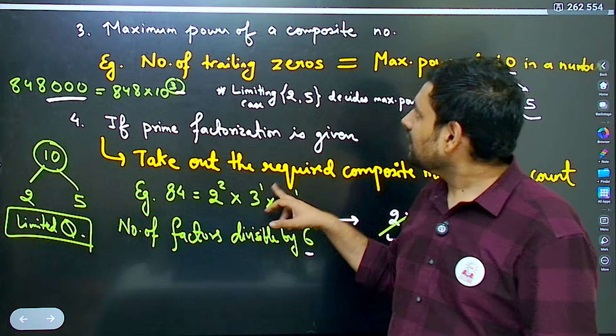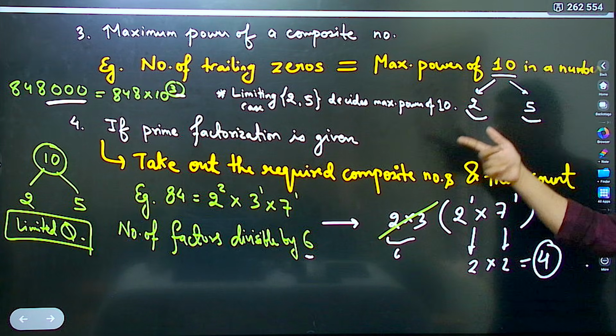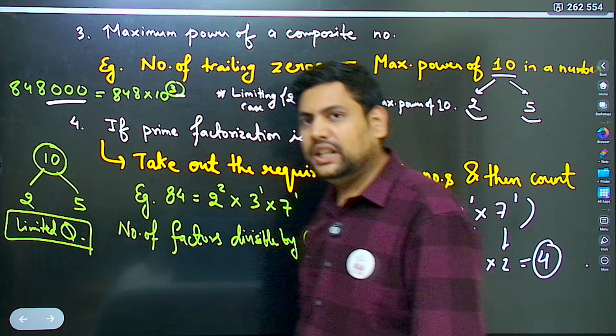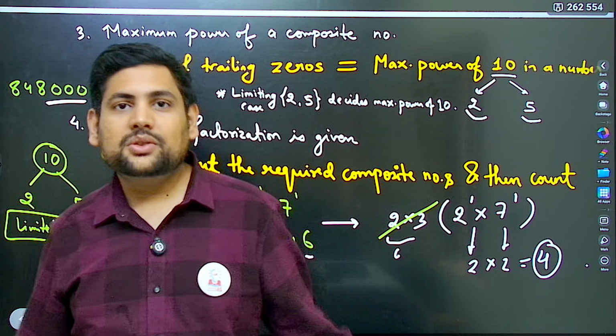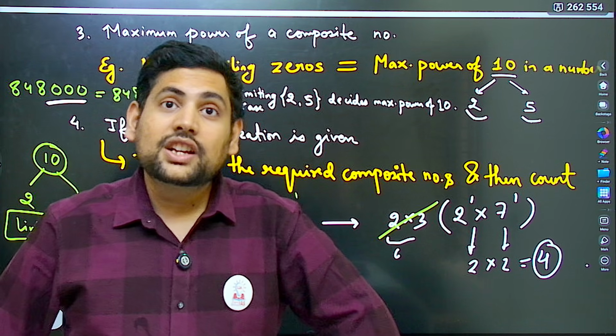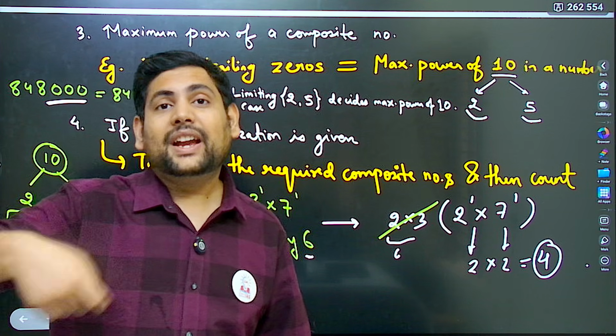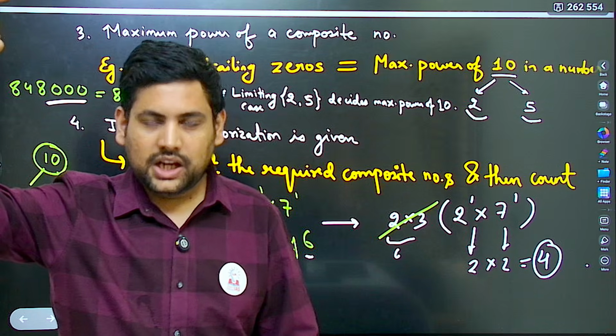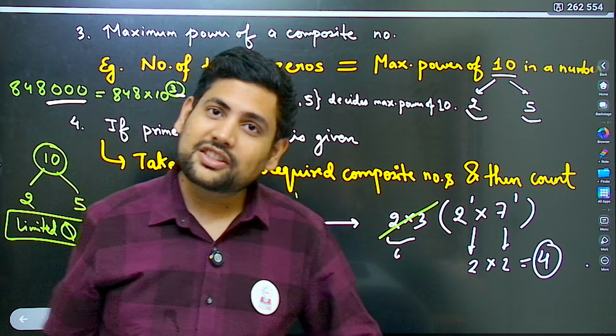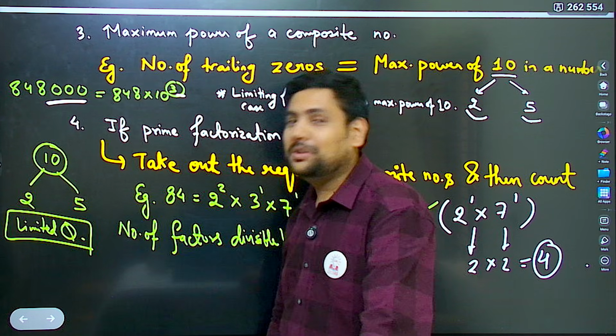Then the maximum power of a composite number. This has been asked many times. Earlier it used to be asked only in terms of the number of trailing zeros. Now in 2025 they also asked what can be the maximum power of 35 power n. Okay, that I have been teaching for a very long time. Finally it came in 2025.